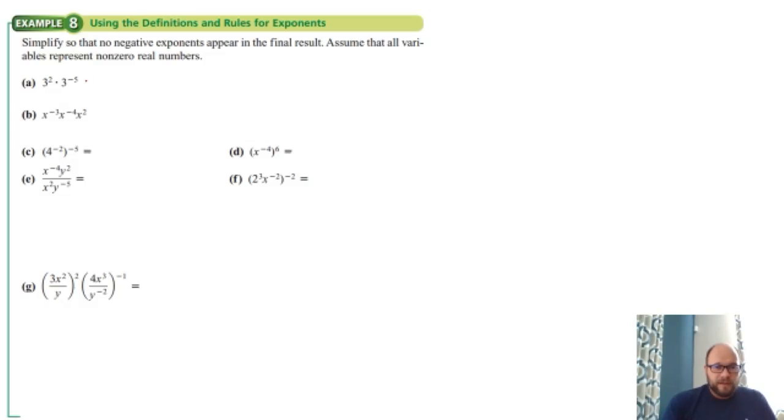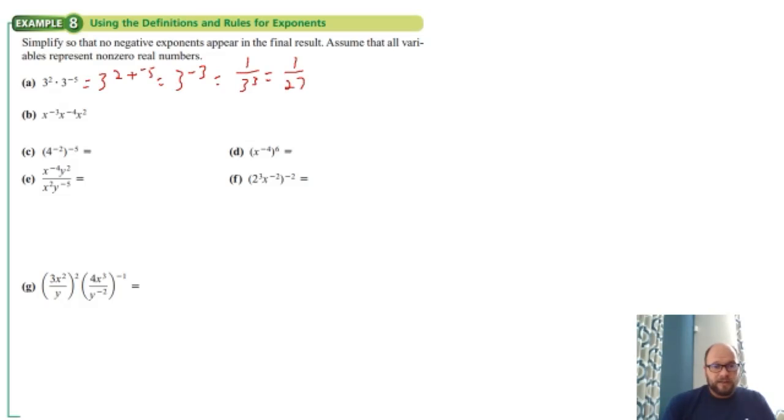So for example, if you want to multiply these, then you can use your product rule and add those together. So you'd have 3 to the 2nd plus -5, which gives us 3 to the -3, which then we could flip and be 1 over 3 to the +3, or 1 over 27.